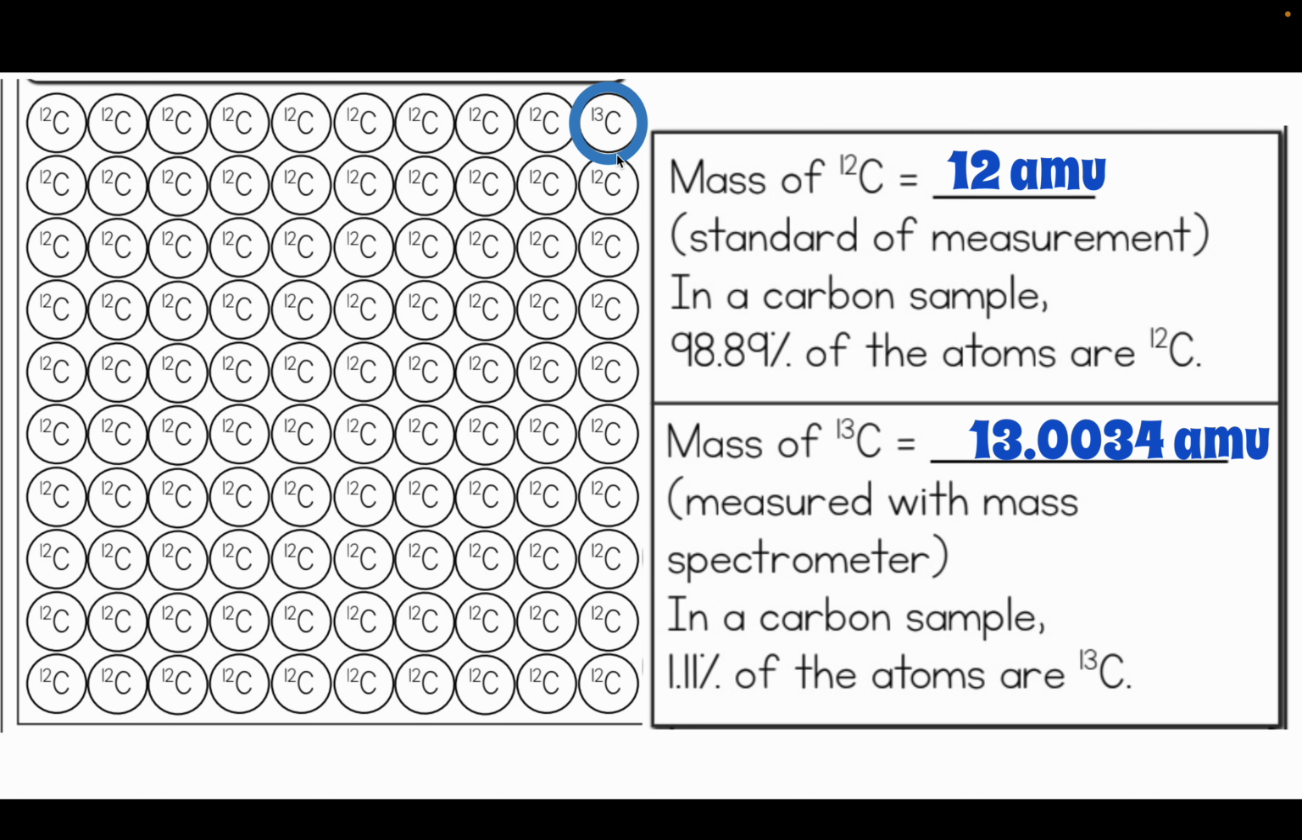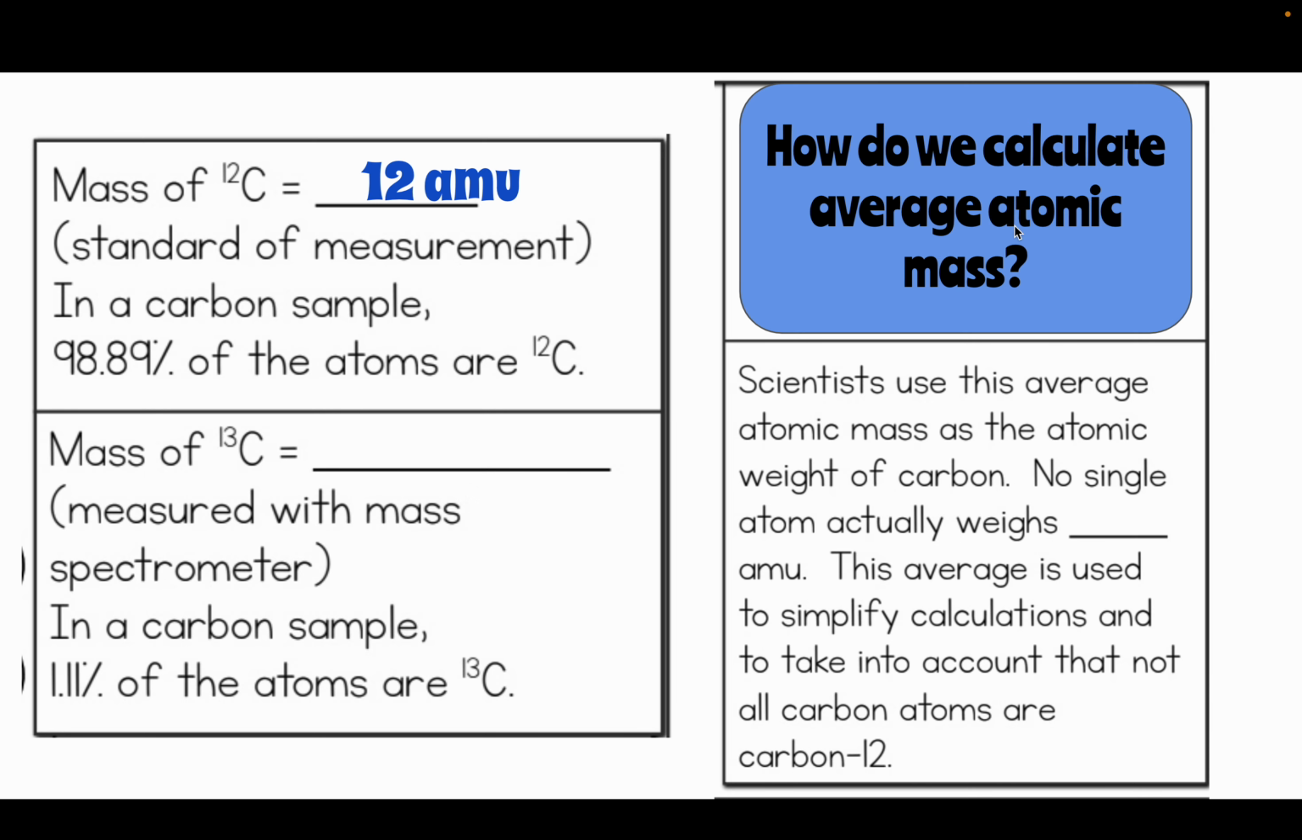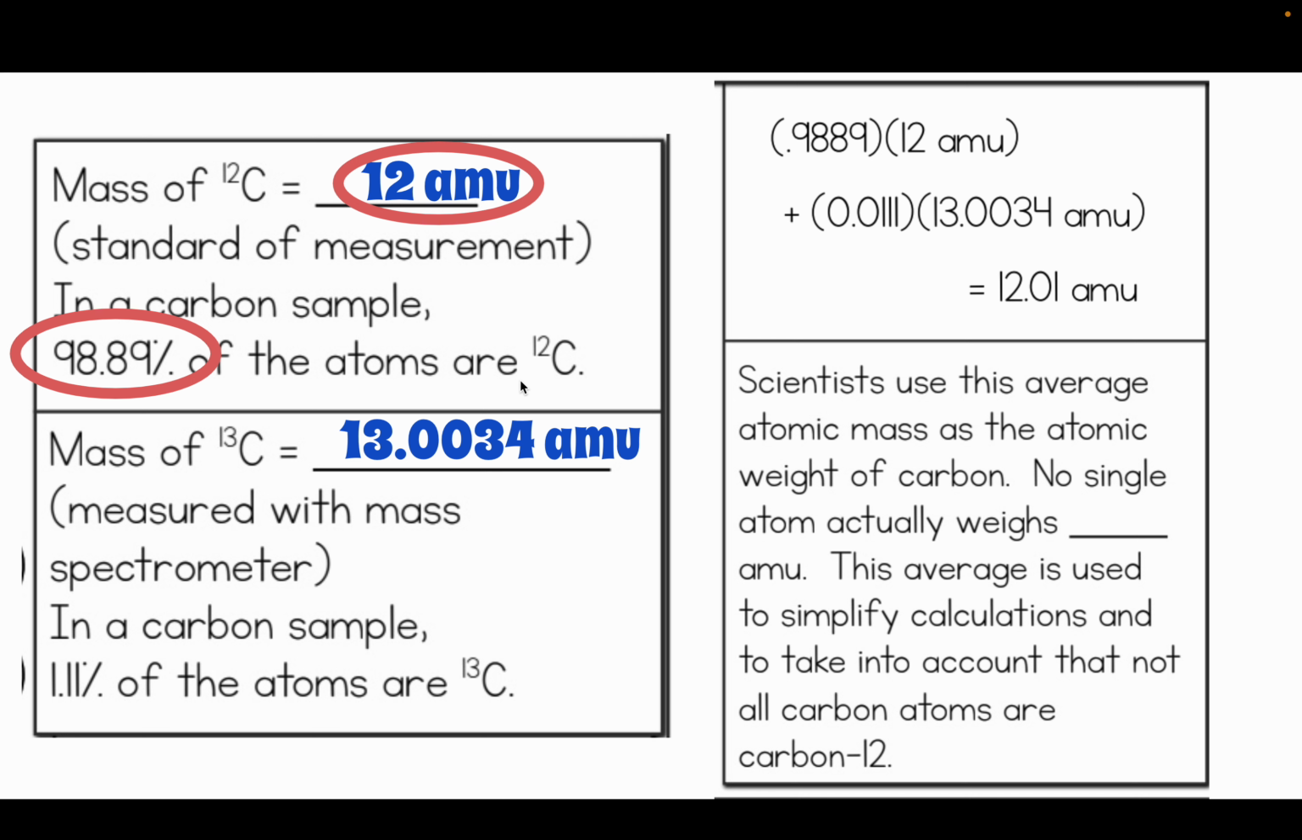Most of the atoms are carbon-12, but we do need to represent this carbon-13 atom in our average atomic mass as well. So let's talk about how we're going to do that. How do we calculate average atomic mass? Well, we have to take into account how many carbon-12 atoms we have versus how many carbon-13 atoms we have, and their different weights. So here's what we're going to do. We're going to take the percentage of carbon-12 atoms. Now here I've changed my percentage into a decimal. I've just divided my percentage by 100 to get the decimal there. So I've got 0.9889 for the abundance of carbon-12. How many atoms in my sample are going to be carbon-12? It's this number right here, 0.9889. And then I'm going to multiply that by the mass of all of those carbon-12 atoms.